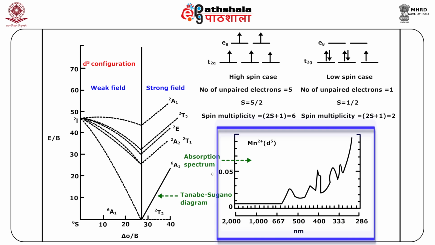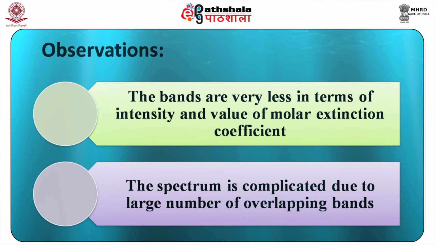From the absorption spectrum of the manganese 2+ complex, some important observations can be made, namely the bands are very low in terms of intensity and the value of molar extinction coefficient. Also, the spectrum is very complicated due to a large number of overlapping bands. The reason for these two observations lies in the Tanabe-Sugano diagram for the complex.